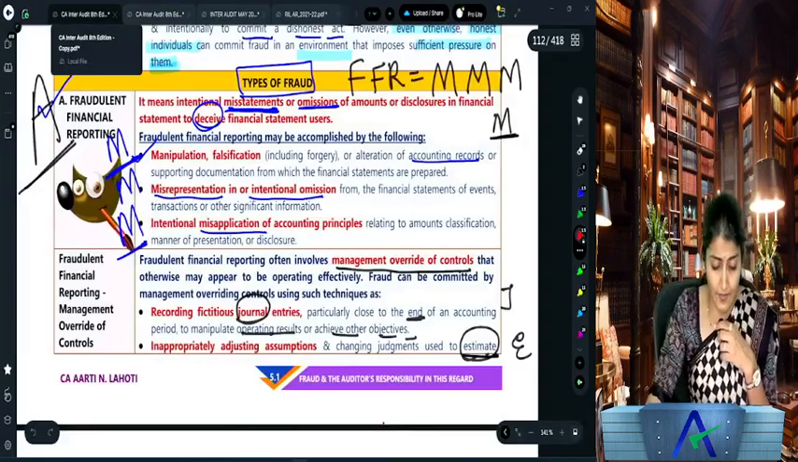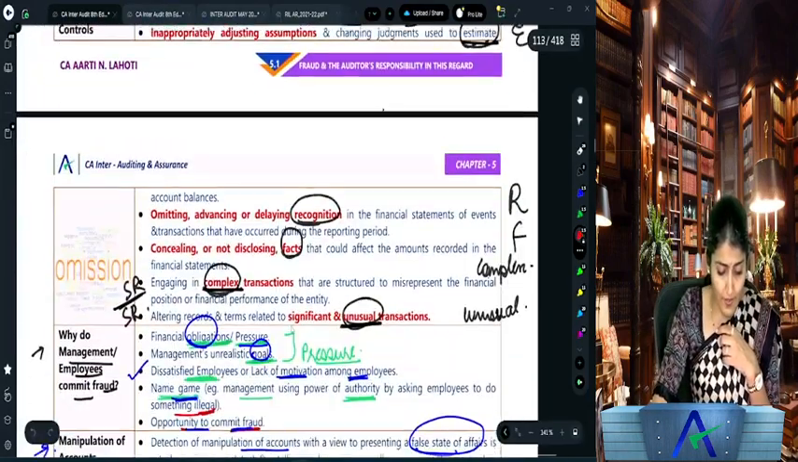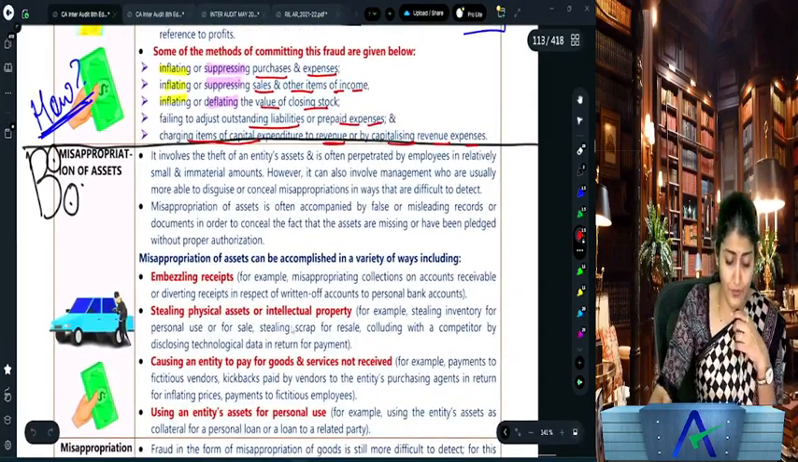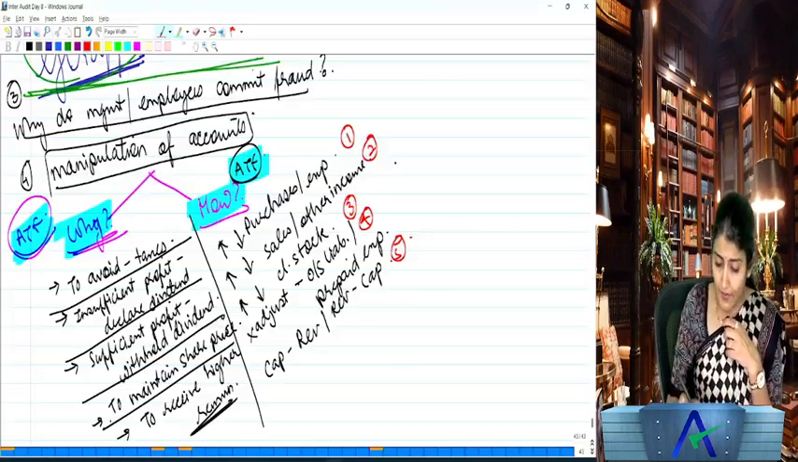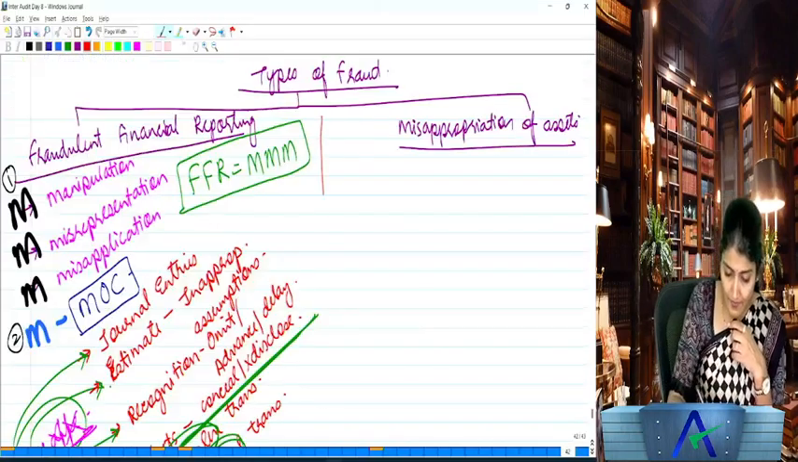What is the right-hand side over there? This was the FFR. Now we need to look into the MOA, that is the misappropriation of the assets.